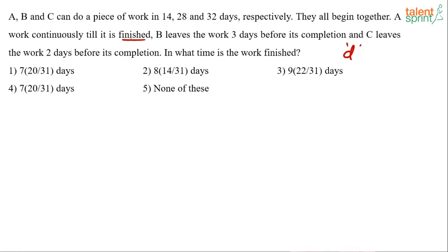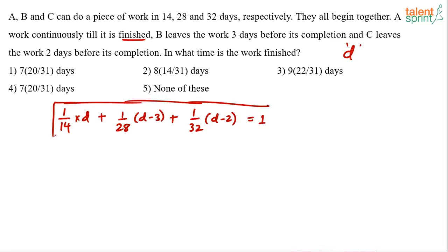A works continuously till it is finished. So A will work for how many days? D days. At what capacity? 1 by 14. So 1 by 14 into D plus B's capacity, which is 1 by 28. But B leaves the work 3 days before its completion, so into D minus 3. And C's capacity is 1 by 32. But C leaves 2 days before its completion, so C works for D minus 2 days. This is equal to 1. Solve for D and you'll get the answer. I'll leave it here. Calculation is your lookout. You're getting it? Same concept. 1 by 14, 1 by 28, 1 by 32 are their capacities, unit capacities, right? Per day's work. A works for D days, B works for D minus 3 days, and C works for D minus 2 days.